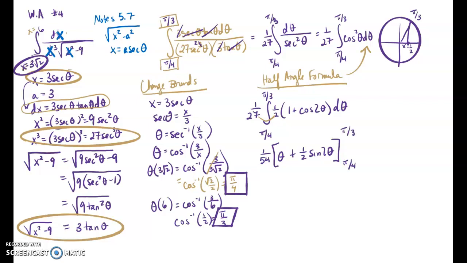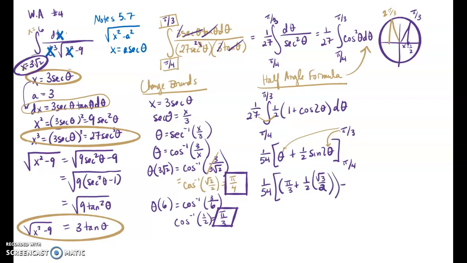This just gets messy math, but we're kind of done. So I'm going to leave the 1 over 54 on the outside, and then I'm going to plug in pi over 3 for theta, plus, if I plug in pi over 3 in for this theta, then I have sine 2 pi over 3. And sine 2 pi over 3 is here, and that would give me the value root 3 over 2. So I have the 1/2 times root 3 over 2, over 2.